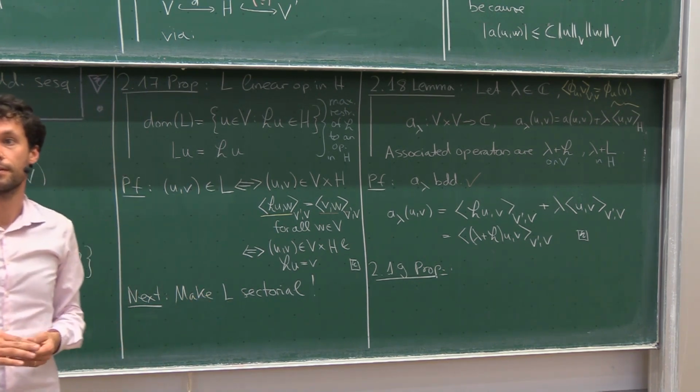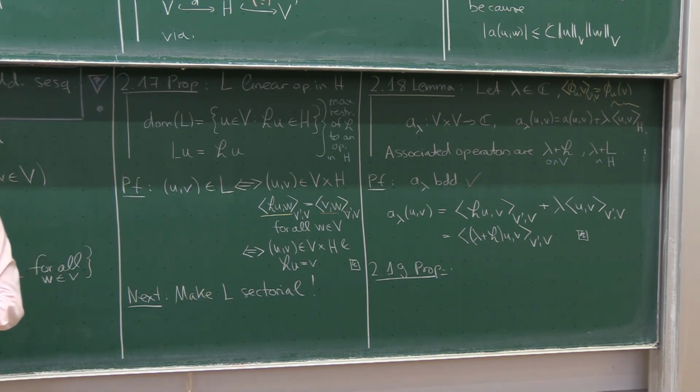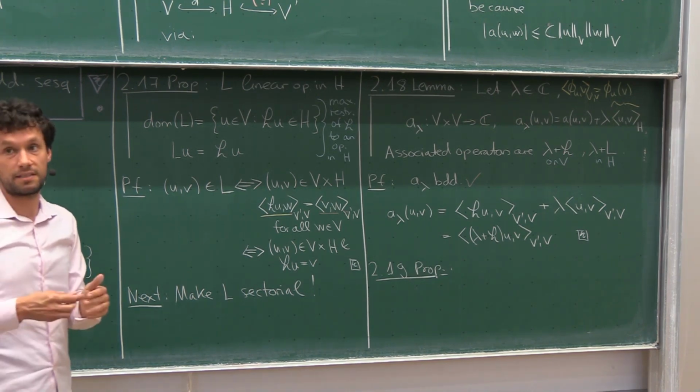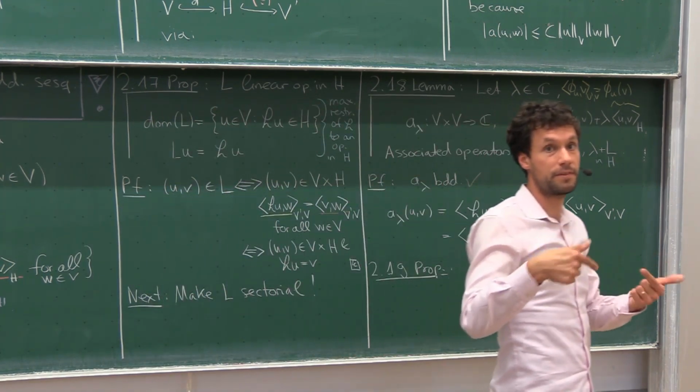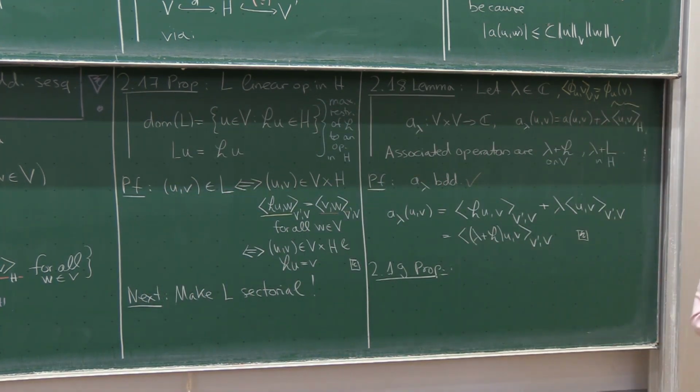Yes, please. The identity, the lambda here, is also understood as the embedding. Yes, because we think of lambda as mapping V into itself, and so it maps V into V prime after identifying all these objects.